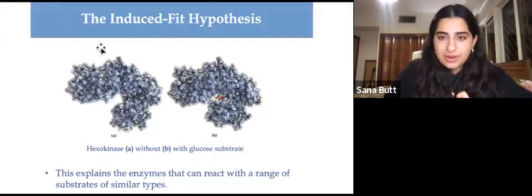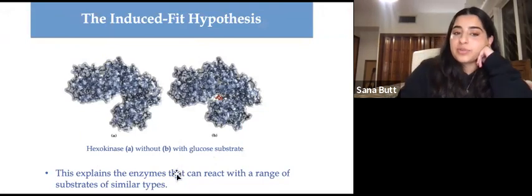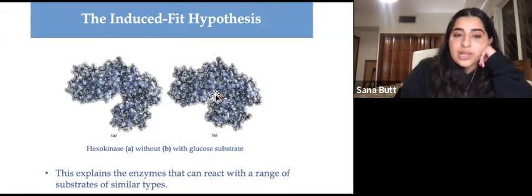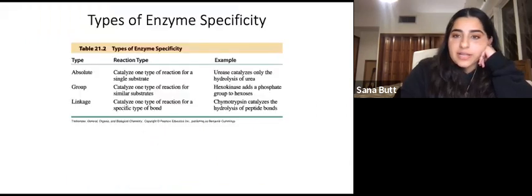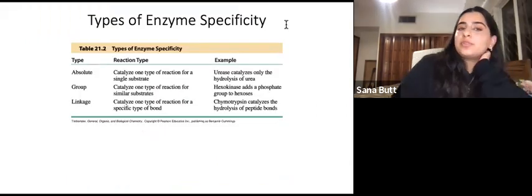So, back to the induced fit hypothesis. This explains how enzymes can react with a range of substrates of similar types. They are similar, not the exact same. Here we can see your enzyme hexokinase. When it binds to the glucose substrate, you can see how it closed in. It's like hugging it a little bit. It changed its shape a little bit to induce the fit. So this is going to answer the question that one of you asked, hopefully.